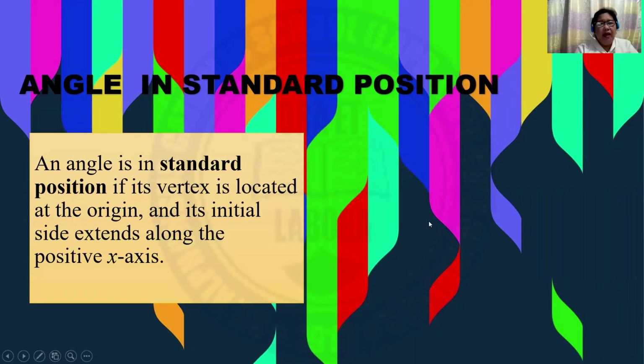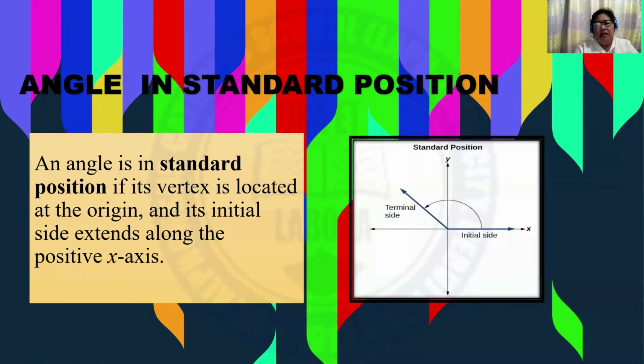Now let us recall angle in standard position. An angle is in standard position if its vertex is located at the origin and its initial side extends along the positive x-axis. And this is the illustration. This is the initial side along the x-axis, and this is the terminal side.